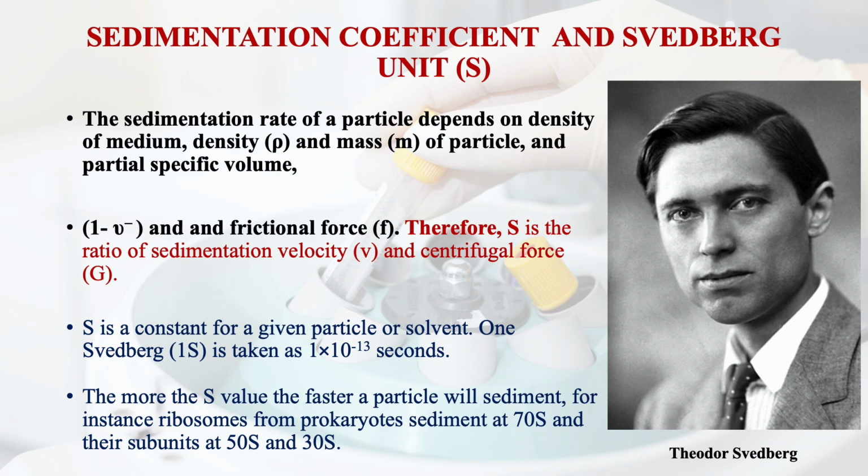For instance, ribosomes from prokaryotes sediment at 70S and their subunits at 50S and 30S. This sedimentation coefficient is named after Theodor Svedberg, the scientist who got the Nobel Prize in 1926. The concept of the sedimentation coefficient was given by Svedberg, who worked on the purification of hemoglobin, and he also determined the molecular weight of proteins and colloidal proteins.